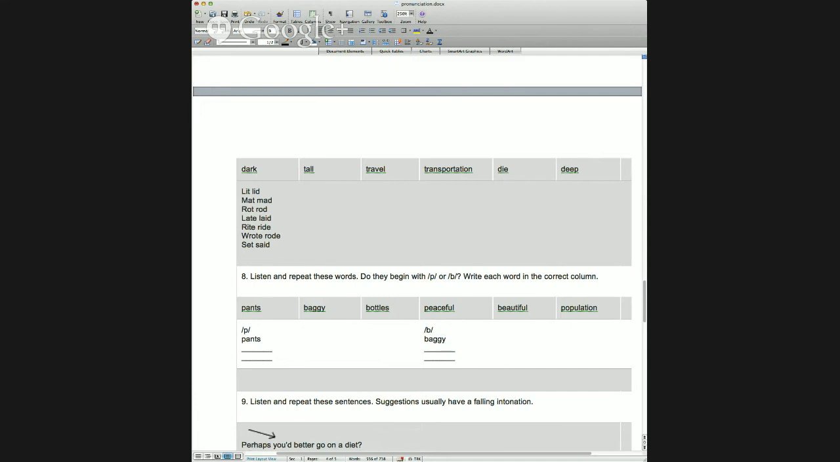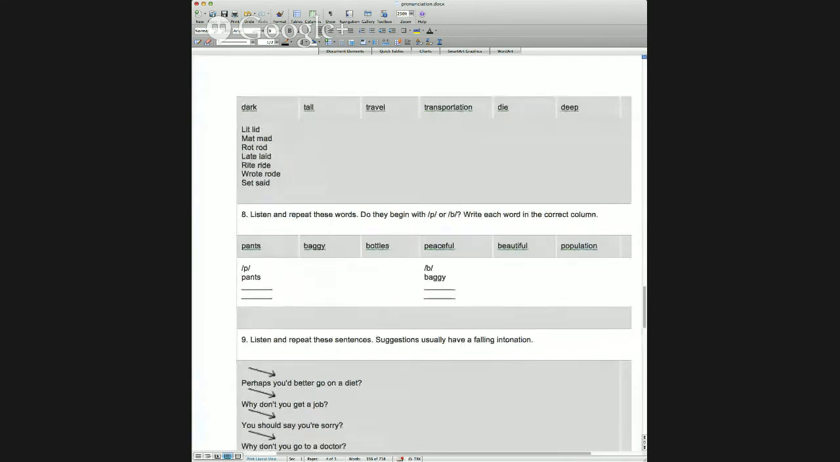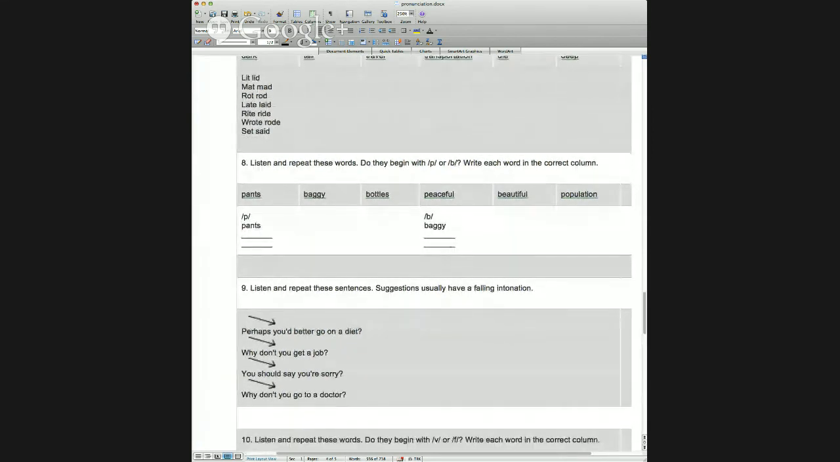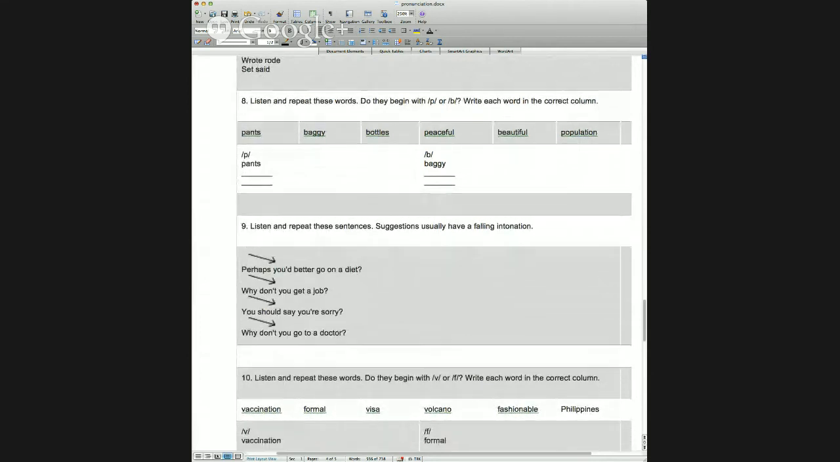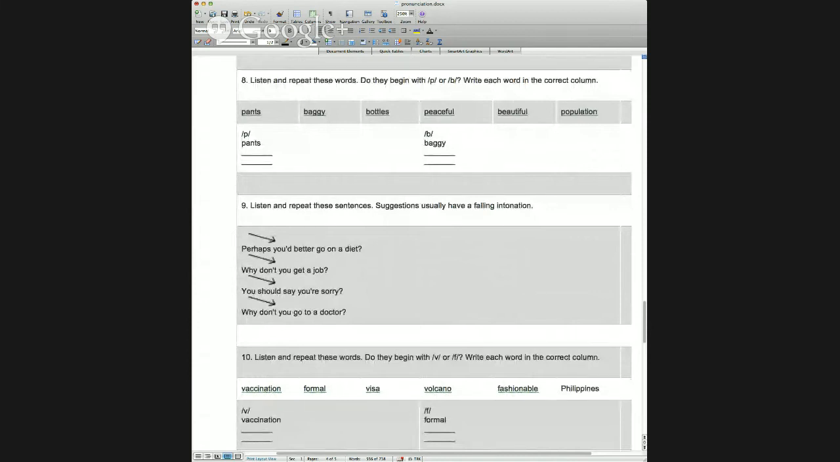All right. So let's move on to these P and B sounds. This is the same thing. At the beginning of the sentence, it's easy enough, but at the end of the sentence, it can get confusing. So repeat these words after me. We're doing the difference between P and B.